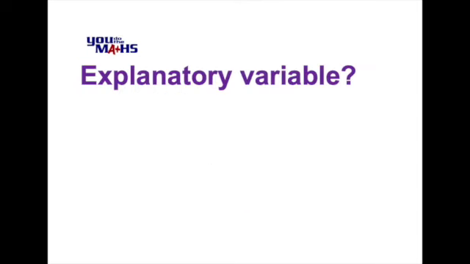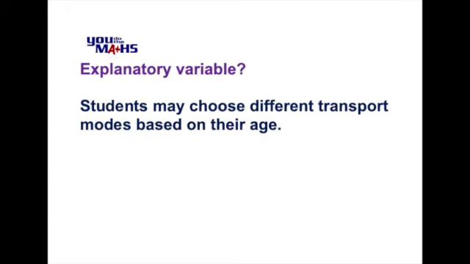So what makes a variable an explanatory variable? Well, first of all, let's identify what our variables are. There's different transport mode and there's year groups or age. So the question we're actually asking is, does a student choose a transport mode based on their age, or do they choose an age based on their transport mode?